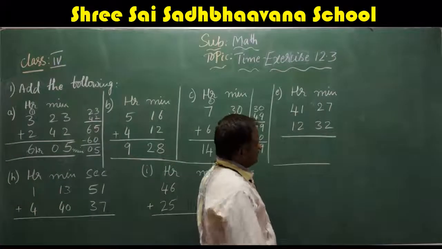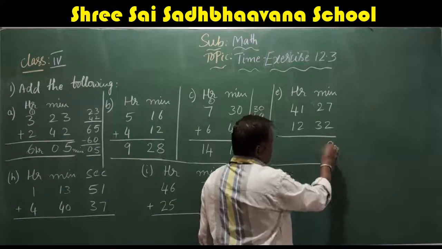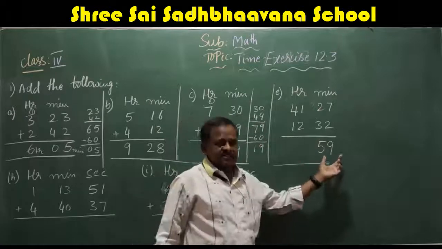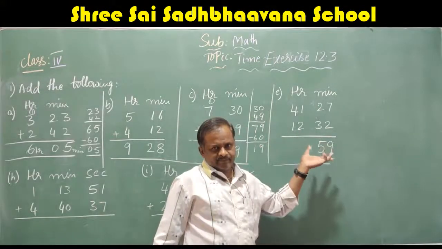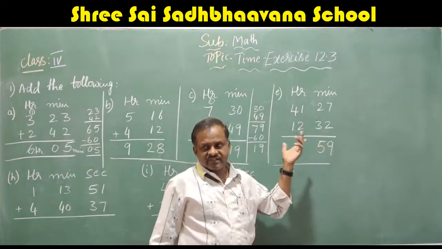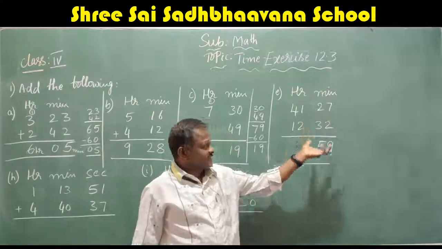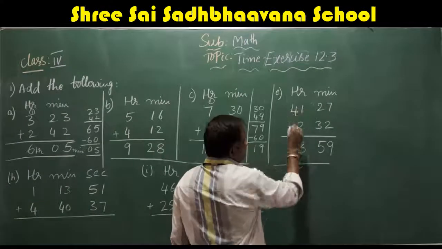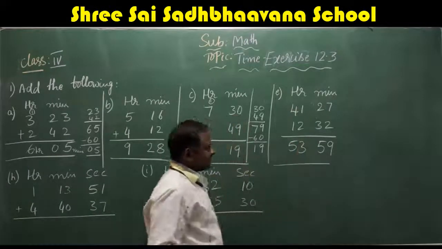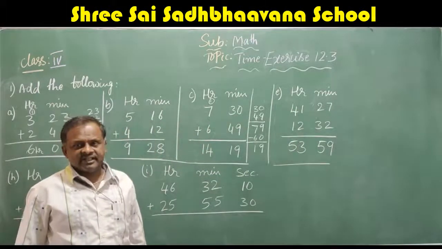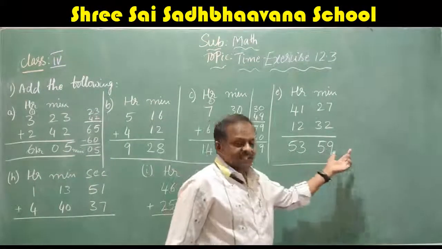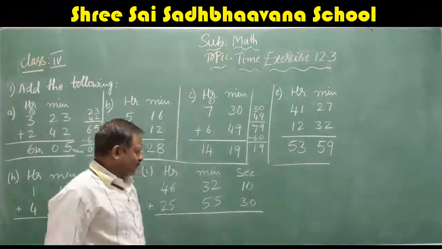Come to here. 7 plus 2, 9. 2 plus 3, 5. See here, this is 59 minutes. So we can write it here, because it is not equal to 60. So write 59 as it is in the minutes. Add 2 plus 1, 3, 4 plus 1, 5. How many hours? 53 hours, 59 minutes.